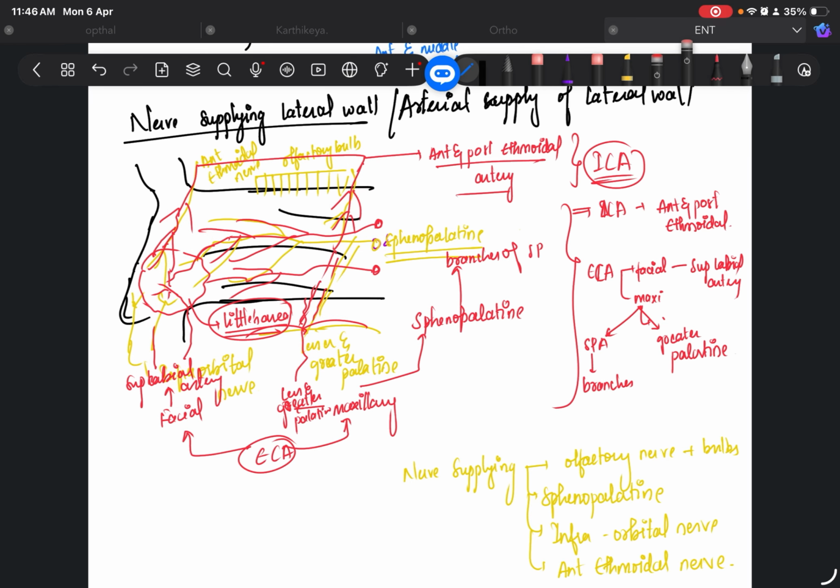Now coming to the divisions. The internal carotid artery gives the anterior and posterior ethmoidal arteries and supplies the anterior and posterior parts of the nasal cavity, and the external carotid artery gives branches facial and maxillary. Further, the facial gives the superior labial artery and supplies the anterior inferior part of the nose. The maxillary artery gives two further branches, the sphenopalatine and greater palatine artery. The greater palatine artery supplies from inferior to the superior part of the nasal septum, and the sphenopalatine artery gives branches from the posterior to the anterior part of the nose.